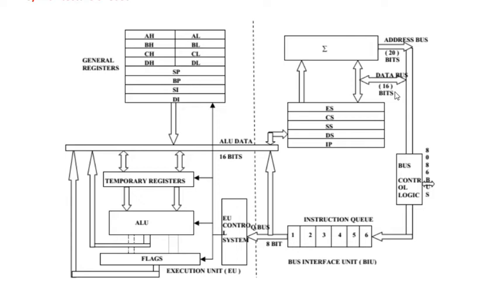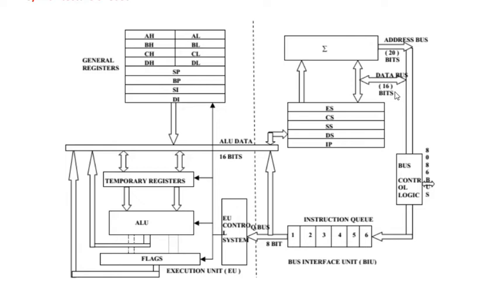We have learned in the previous class that the flag register is of 16-bit length, out of which 9 bits are active and 7 bits are left unused. Out of the active 9 bits, 6 bits are used in order to reflect status or condition, whereas 3 bits are used in order to reflect control. Then we have the EU control system.